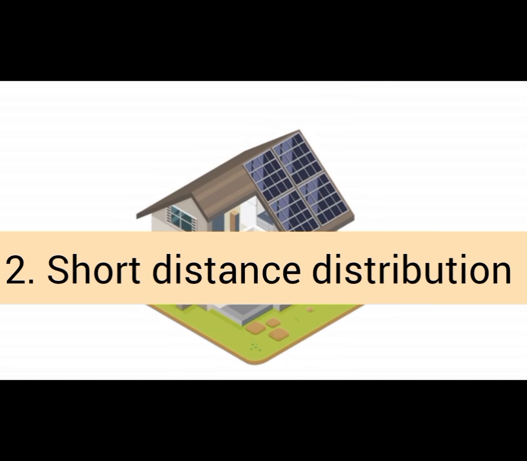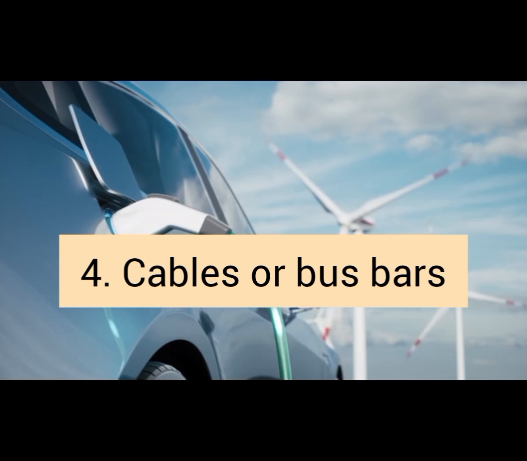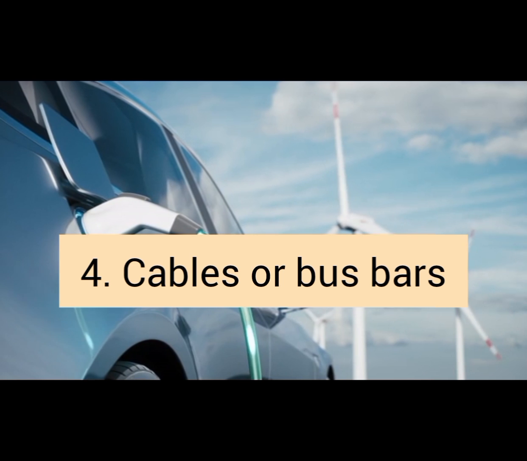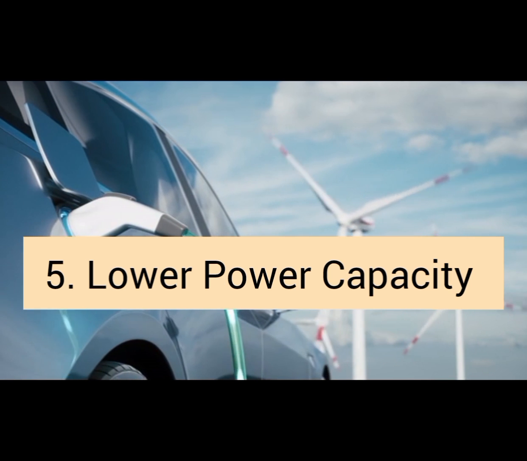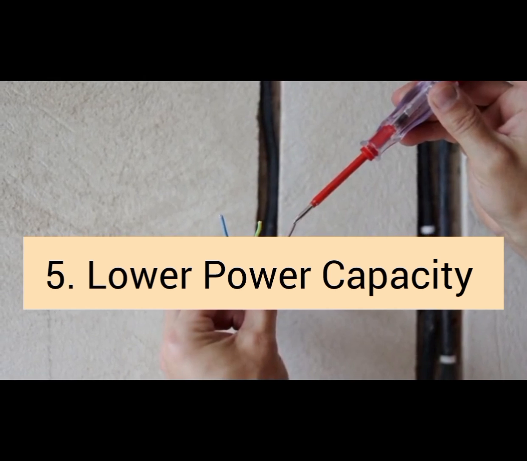3. Simpler conversion. May use simpler conversion methods, like rectifiers or DC-DC converters. 4. Cables or bus bars. Transmits power through cables or bus bars. 5. Lower power capacity. Typically transmits smaller amounts of power, up to tens of megawatts.